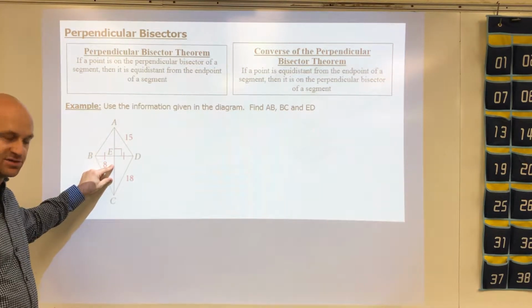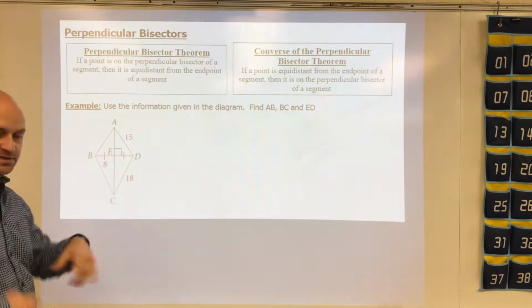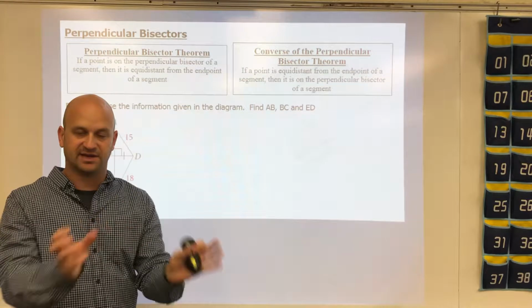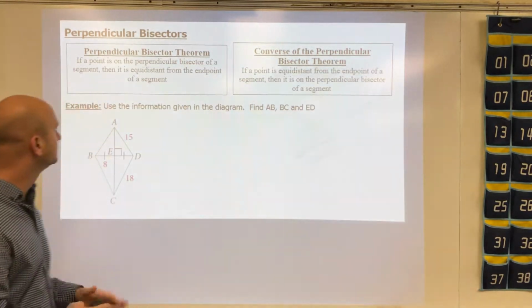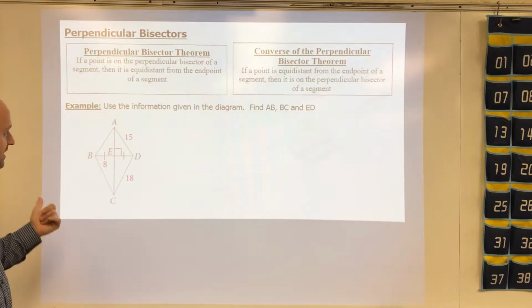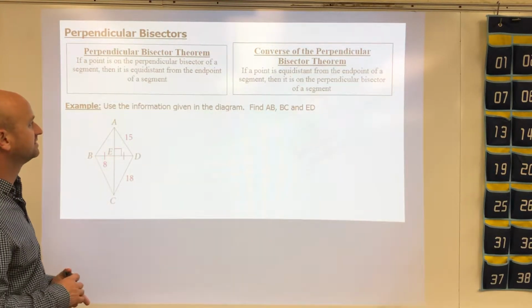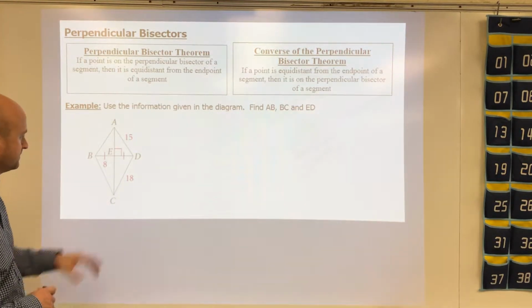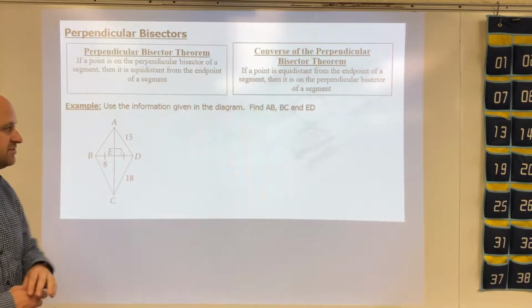It does happen occasionally, but the line that is bisected is the one that is cut in half into two equal portions. So all this is saying is that if a point is on the perpendicular bisector of a segment, then it is equidistant from the endpoints of the segment. Okay, so that's just a quick summary of what that's saying.